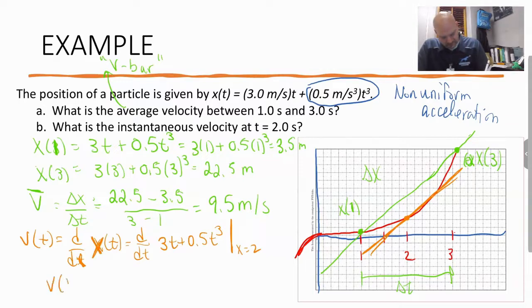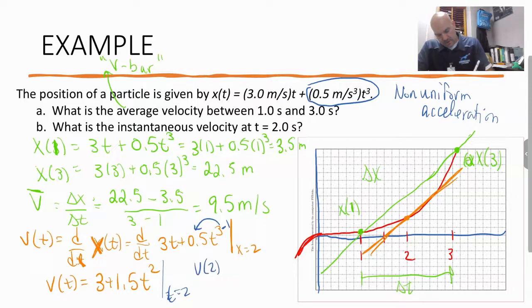So v of t, the derivative, is going to be 3 plus 1.5t squared. Okay, because remember, when you do the power rule, this comes down here. So I'm going to multiply 3 times 0.5, and then I'm going to subtract 1 from my exponent. Remember, when you take a derivative, it takes out an order of magnitude of the exponent. So now I'm going to evaluate that at t equals 2 seconds.